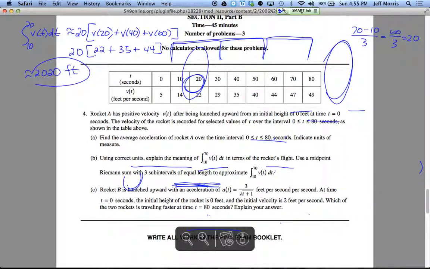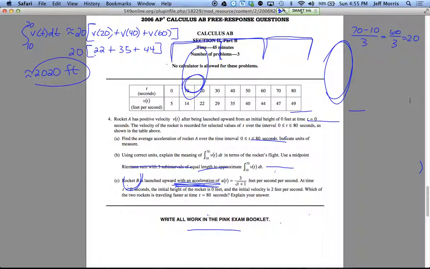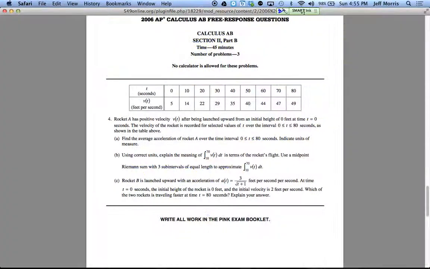You're going to have to solve a differential equation on this one. Okay, you don't have a choice. And that's the reason they gave you the initial velocity. So I'm going to have to go back to the velocity for rocket B. So here we go, rocket B. We already know what rocket A's velocity is at 80 seconds. I want to know which one's traveling faster at 80 seconds. So for rocket B, I've got A of t. There are 2 routes you can go here. It's kind of up to you which route you want to go. A of t is 3 over the square root of t plus 1.